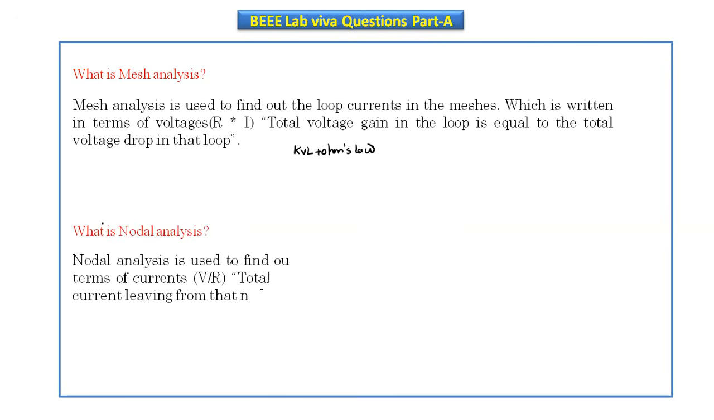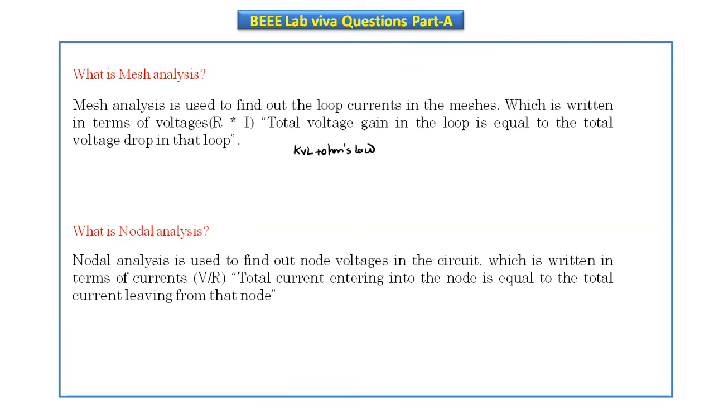Now, what is nodal analysis? Nodal analysis is used to find the node voltages in the circuit, written in terms of I equals V by R form. The total current entering a node is equal to the total current leaving that node. In nodal analysis, we use KCL plus Ohm's law.